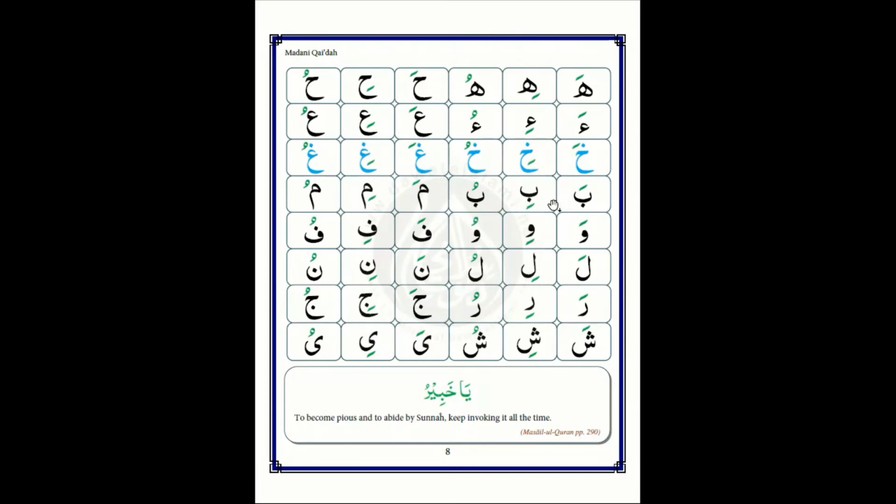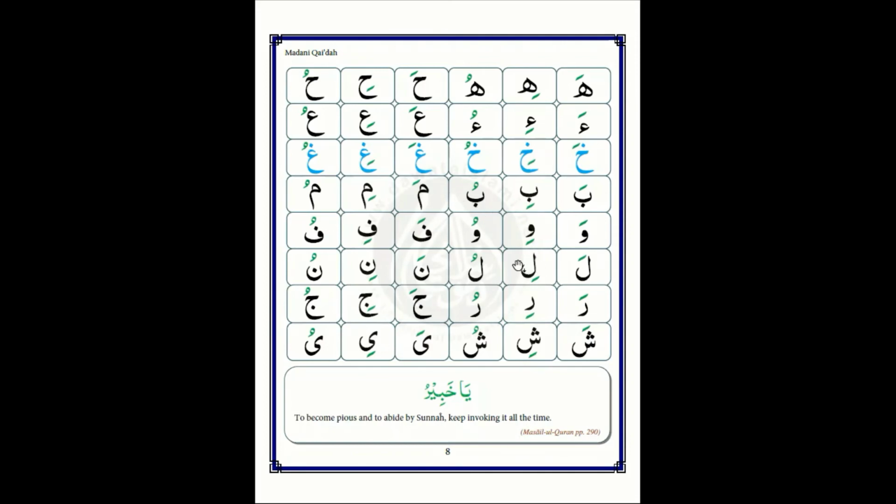Ba zabr ba, zir bi, pesh bu. Mim zabr ma, mim zir mi, mim pesh mu. Waw zabr wa, waw zir wi, waw pesh wu. Fa zabr fa, zir fi, pesh fu. So remember, these 4 letters are coming from the lips, right? So we need to differentiate them as well.